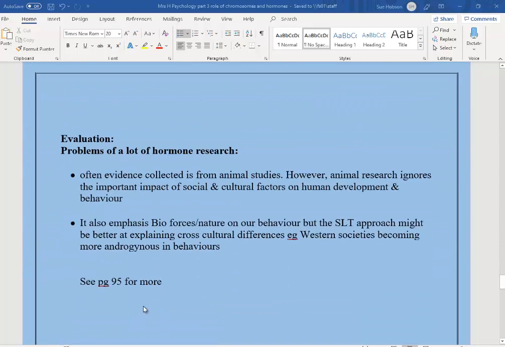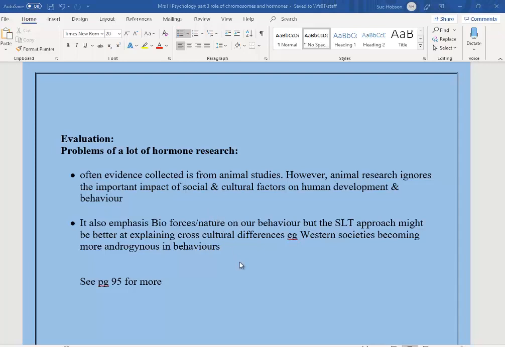Evaluation though, a lot of the work done on hormones, obviously less likely to be using humans. So often a lot of the research is done on animals. But the problem with that is it does ignore the important impact of social and cultural factors on human development, which would be different to animals, human development and their behaviour. So it is better if we're using human participants.